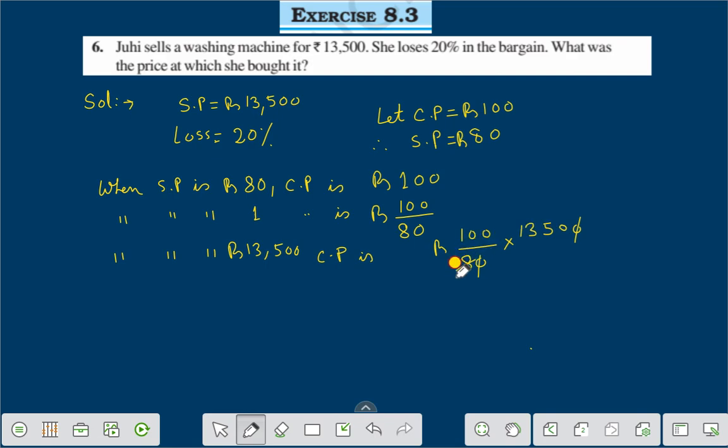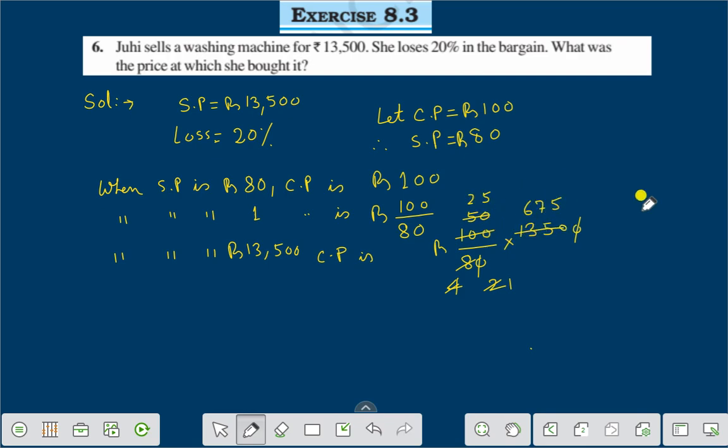We are getting 675 by 4 when dividing by 2, and then 25 by 100, so it becomes 675 into 25.